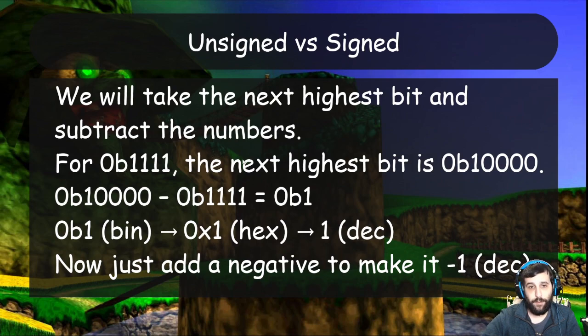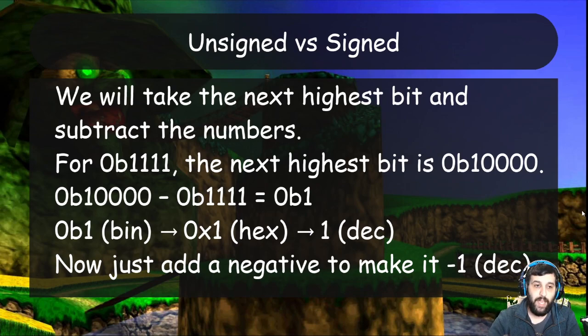In this case, I refer to it as the next highest bit. So we're going to round it up. We're going to have 10000 minus binary 1111, which is equal to 1. Now we have this value, but we know it's negative, so we just add a negative sign in front of it, and now we have -1.